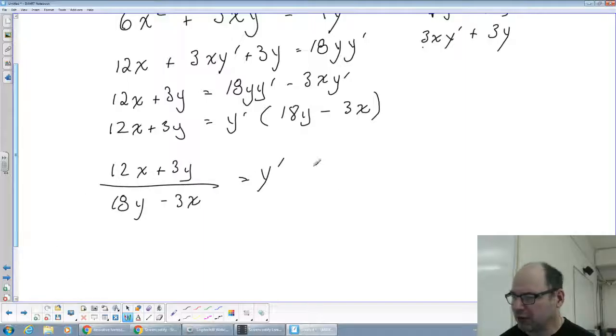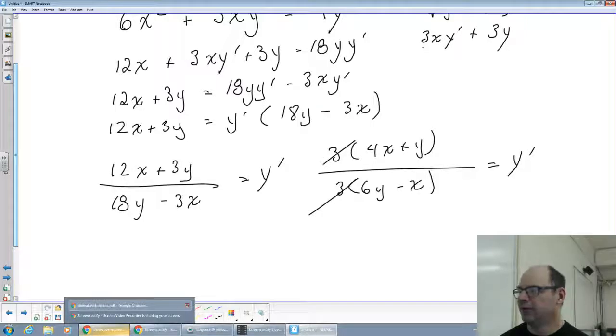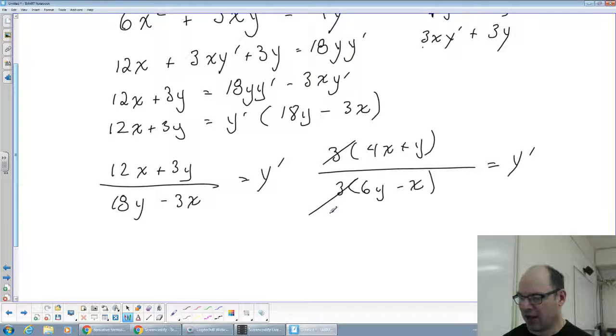Okay, that's a good expression, but we can reduce it a little. If we take a common factor of 3 out of the top, and 3 out of the bottom, we can simply cancel them. And then our expression would be that.